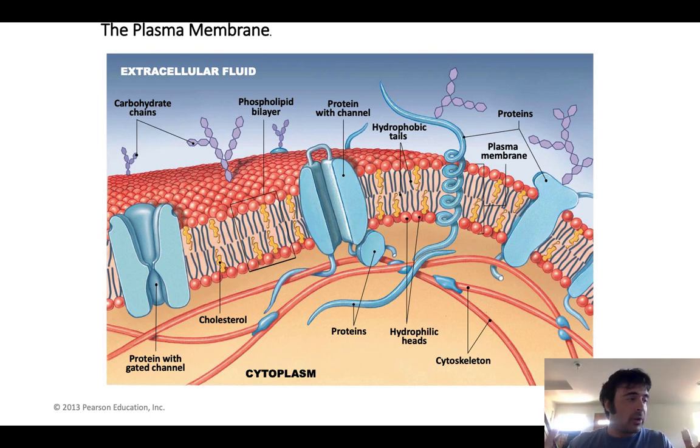And what it does is it really prevents phospholipids from clumping too close when it gets cold or from flying apart when it gets hot. Cholesterol is also really important in stabilizing things like functional proteins.